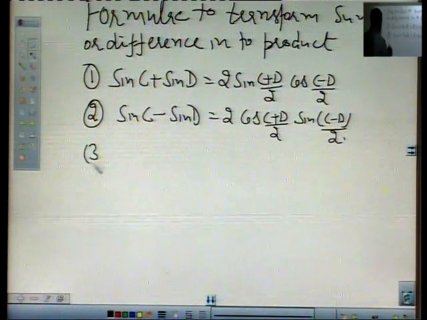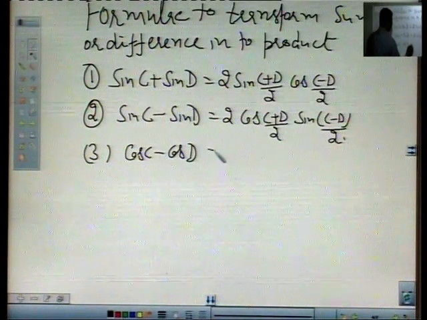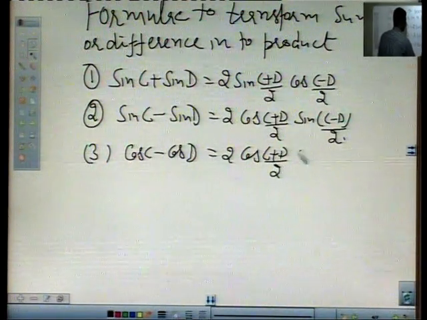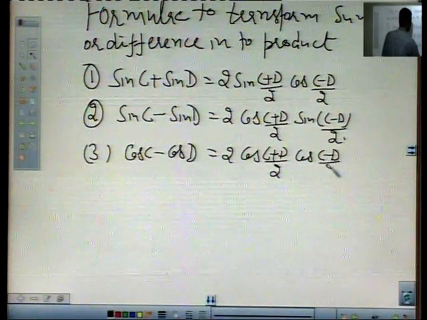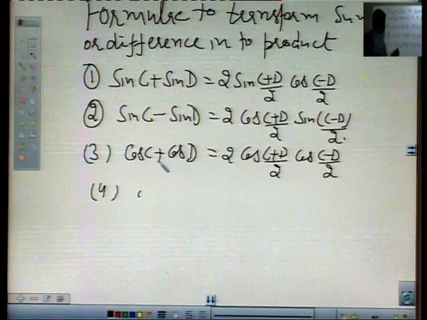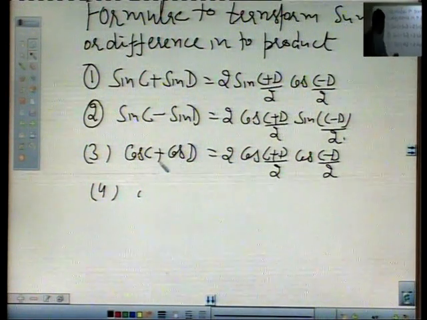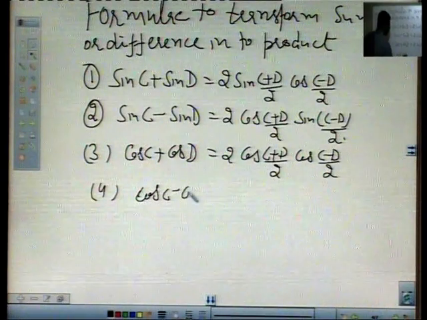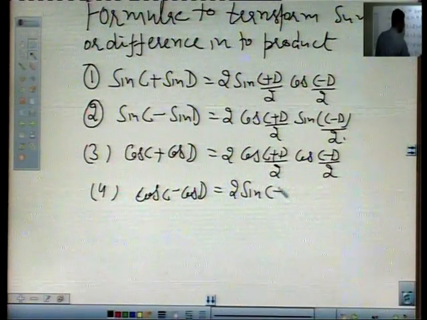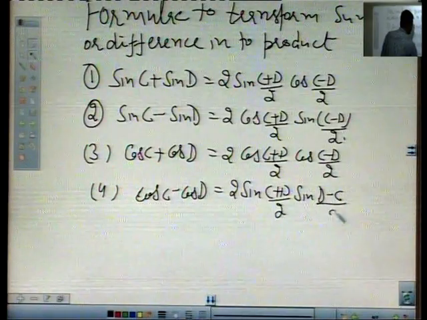Third one is cos C minus cos D is equal to 2 cos C plus D by 2 cos C minus D by 2. And last one is cos of C plus cos of D. Cos of C minus cos of D is equal to 2 sine C plus D by 2 sine D minus C by 2.